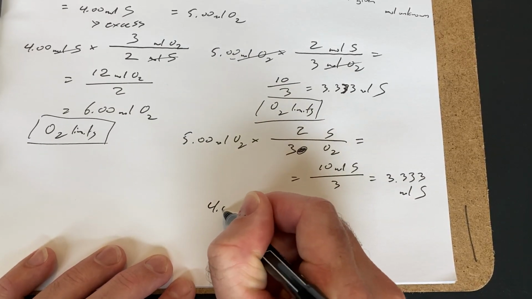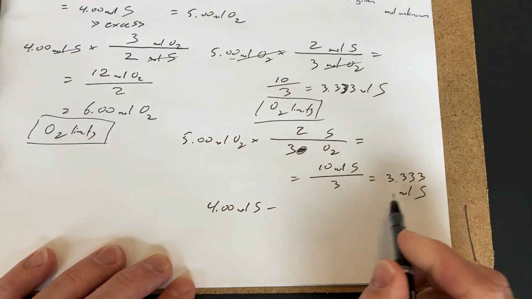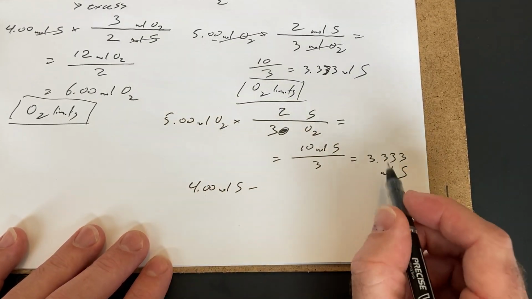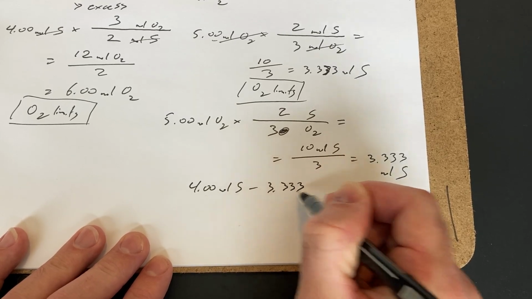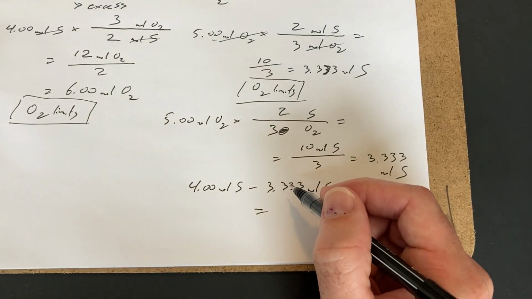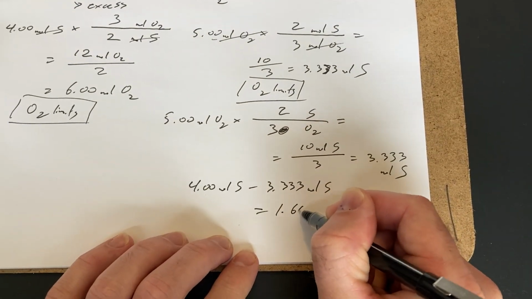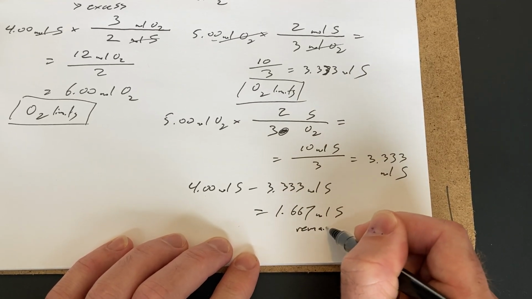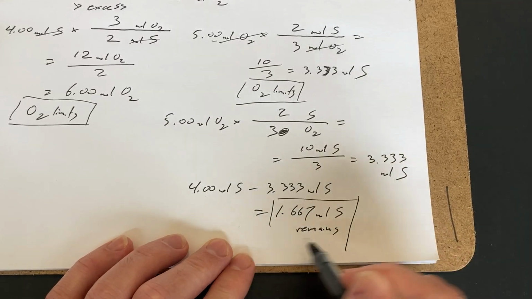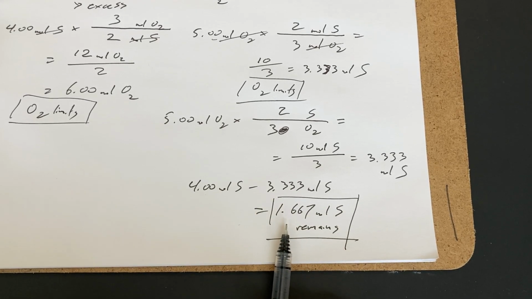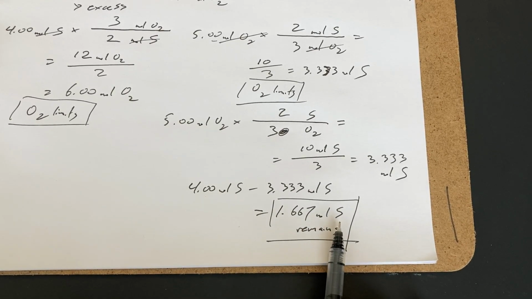We started with 4 moles of sulfur. When we have run out of our limited reactant, we'll have used 3.333 moles of our sulfur. Do our subtraction, and that will get us to 1.667 moles sulfur remain. When our reaction stops, and it stops because we run out of our limited reactant, our oxygen gas, we will be left with 1.667 moles of sulfur just sitting around that can't react.